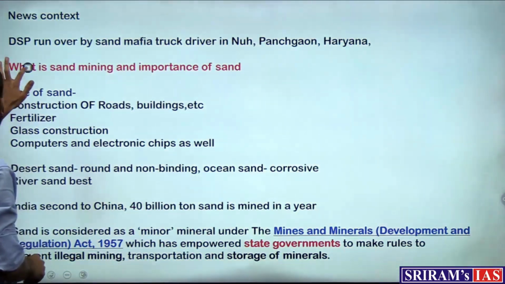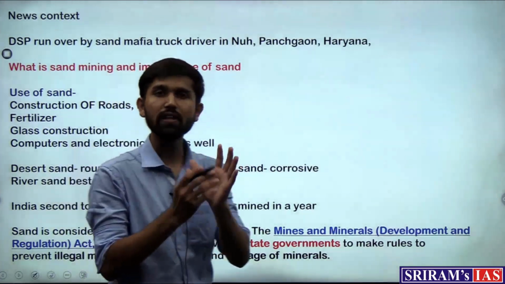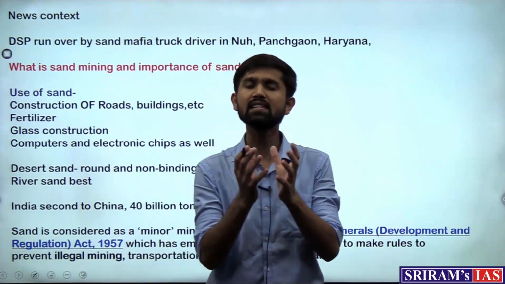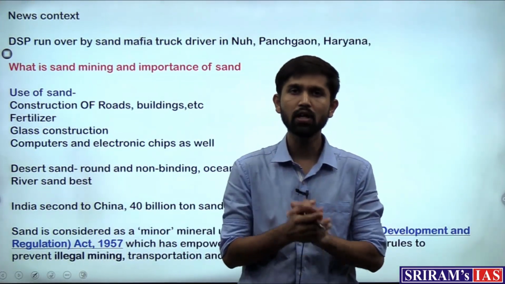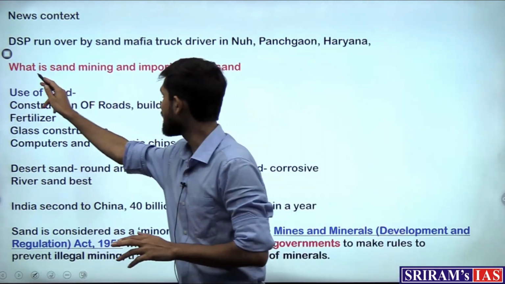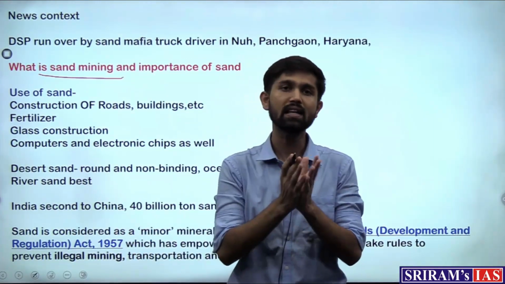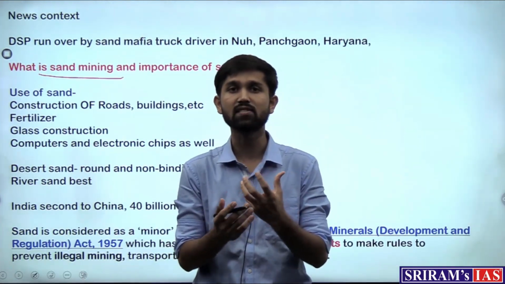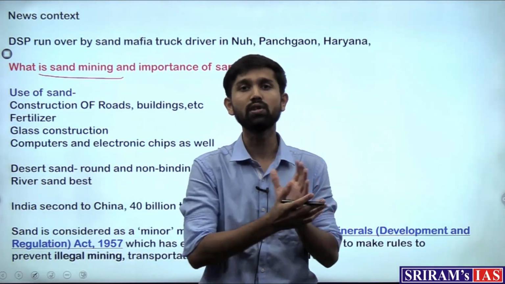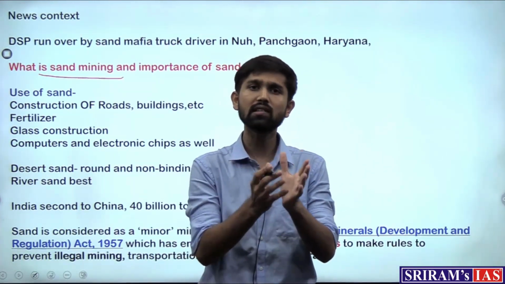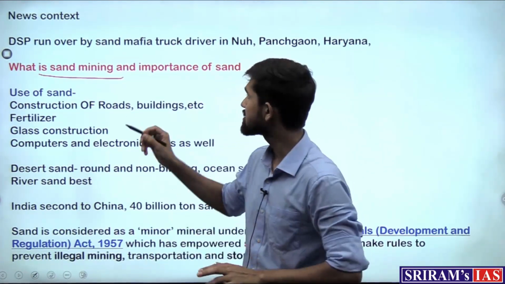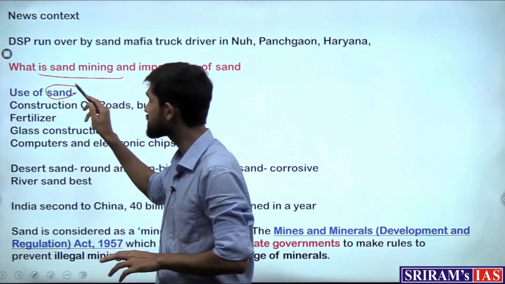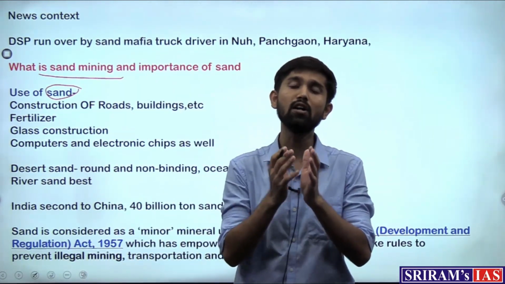Right. So before we understand the issue of illegal sand mining, what exactly is sand mining and what do we do it for? The concept of sand mining is nothing but simply mining of the sand from the areas where sand is found, and this sand is utilized in a lot of areas. And what are these various uses of sand? Sand is such a universal material which is used in a lot of things.